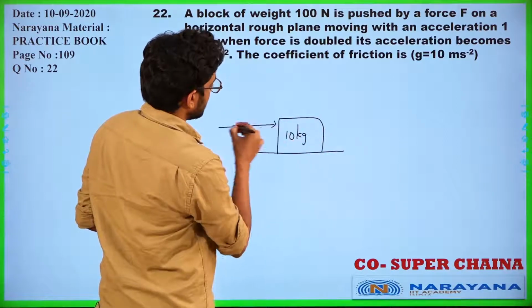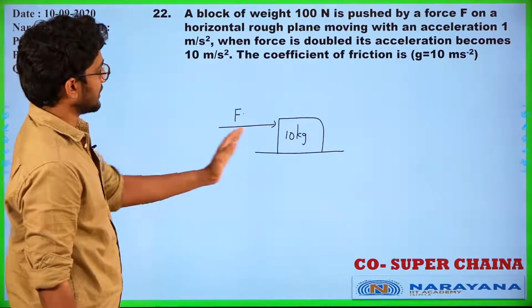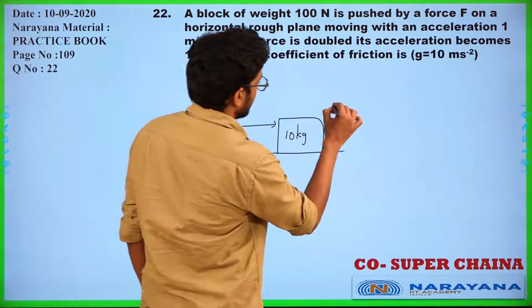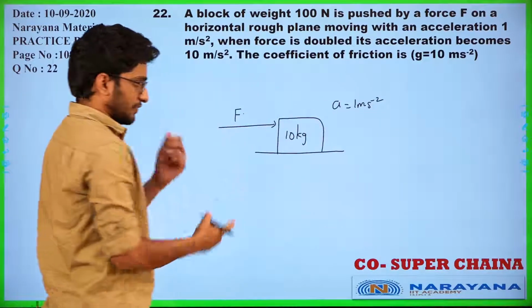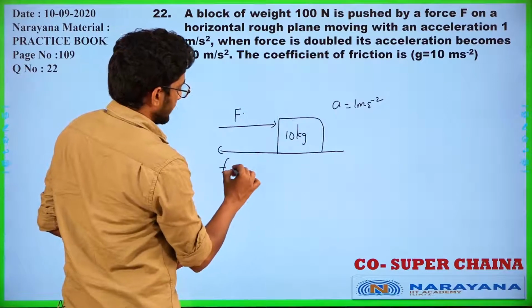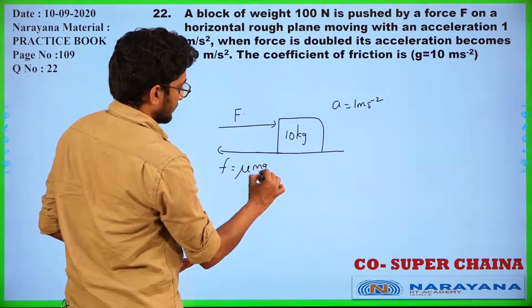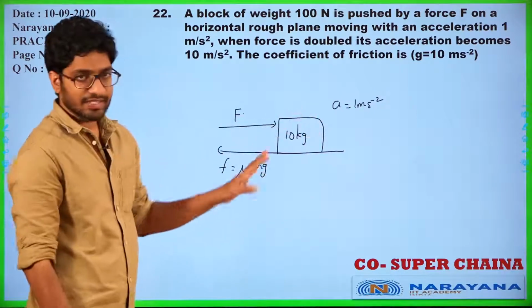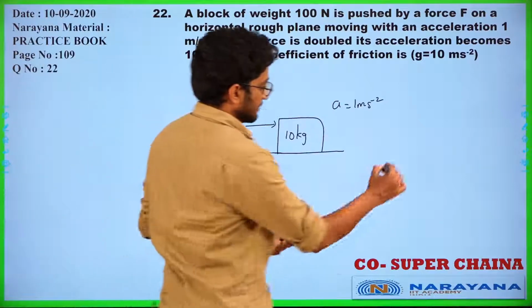This is being pushed by a force F on a horizontal rough plane, and it has an acceleration of 1. So here it has an acceleration of 1, and this is rough floor. So friction is also acting. And since there is sliding, I can take friction in the opposite direction, which is mu into mg. Resultant of these two forces creates this acceleration. Okay. Now when the force is doubled, its acceleration becomes 10.